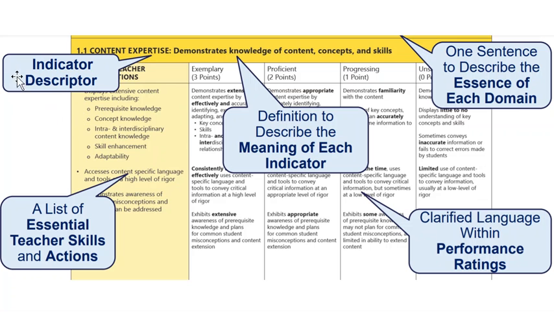You have the indicator descriptor up here at the top. And the way that it was described to me in our TEI training is that everything that you want to look for, you want to live over here on the left, where it says a list of essential teacher skills and actions. This is where you want to really focus. And when you focus on these things over here on the left, it's over here on the right that you want to look at these skills and actions through the wording for exemplary, proficient, progressing.